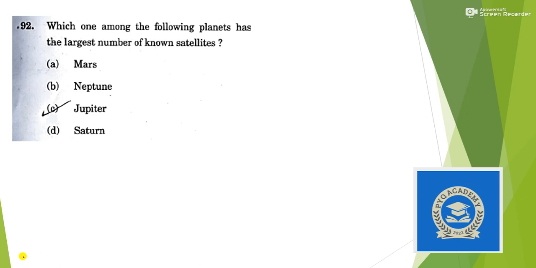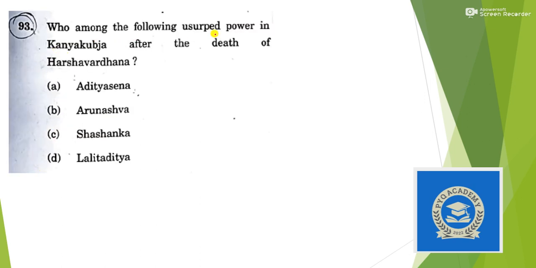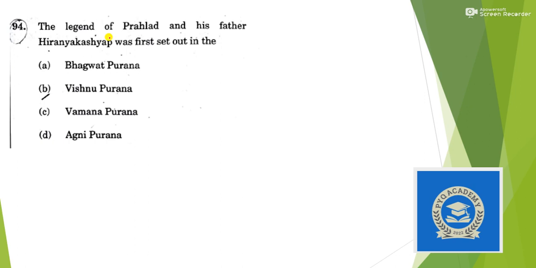Next, which among the following planets has the largest number of known satellites? It is Saturn. Answer D. Next, who among the following usurped power in Kanyakubja after the death of Harshavardhana? It was Arunashva. Next, the legend of Prahlad and his father Hiranyakashipu was first set out in the Vishnu Purana. Option B.